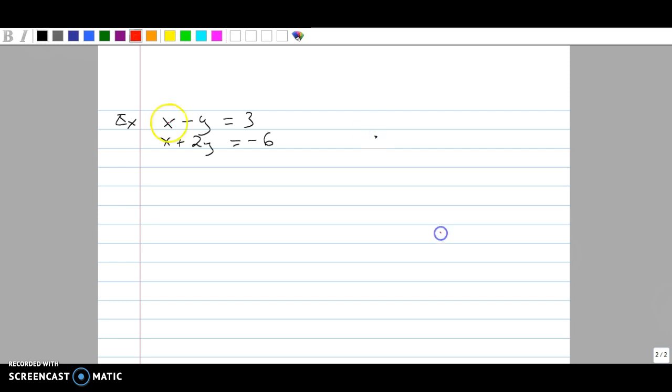positive single variables. Top x is positive and single. Top y is negative. That thing's a bummer. I don't want to play with that one. Bottom x is positive and single, but bottom y has a 2 in front of it. It's positive, but it's not single. I'm going to go for top x.